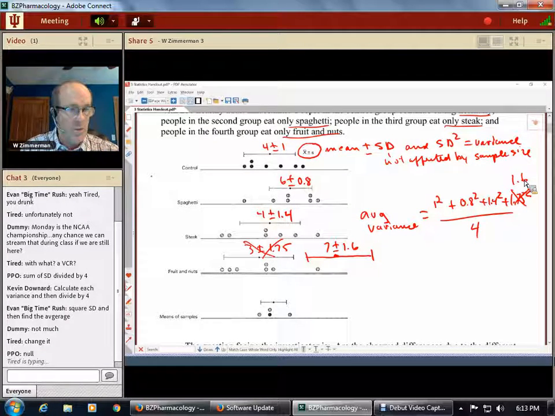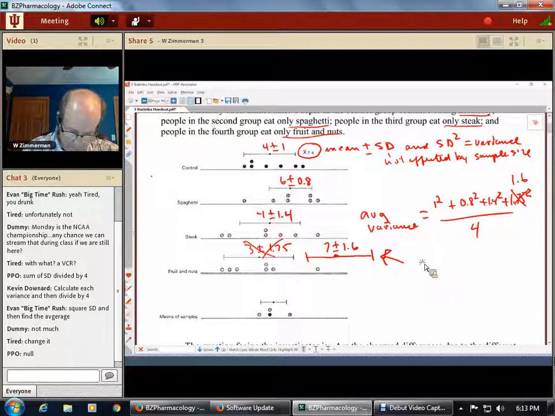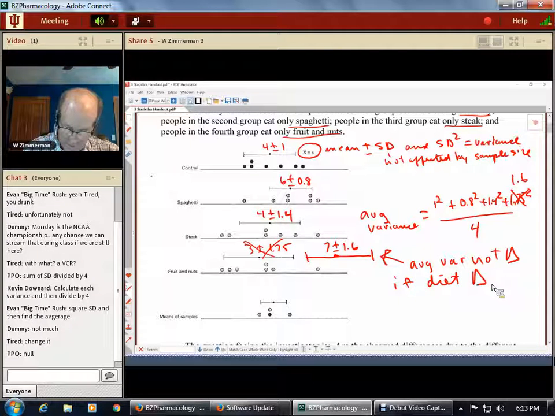So, the point I want to make here is the average variance is not affected if the diet alters cardiac output. Average variance is not changed if the diet changes cardiac output, because the variance is calculated with respect to the mean of that particular sample.